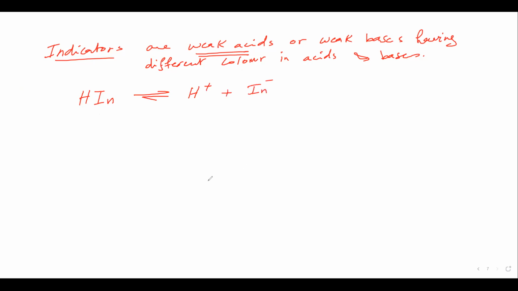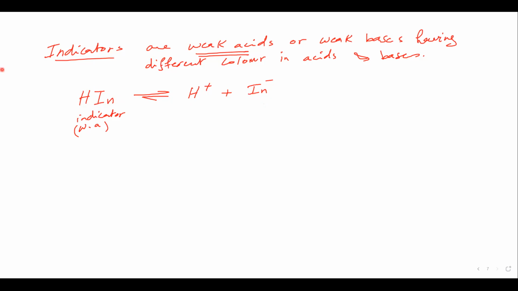Since the indicator is a weak acid, it partially ionizes. We know that acids are proton donors, so it will give a proton plus IN negative, and so it ionizes to give H positive plus IN negative. This is the acidic form of the indicator, and this is its conjugate base.